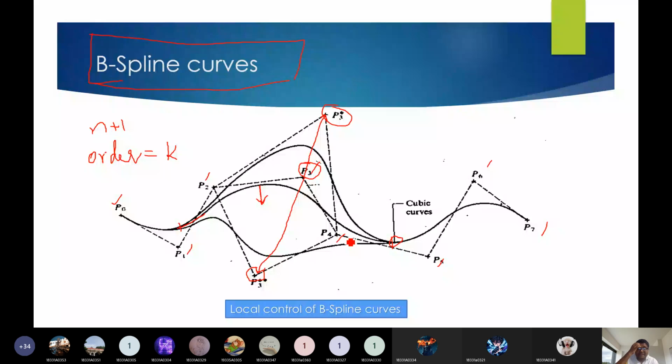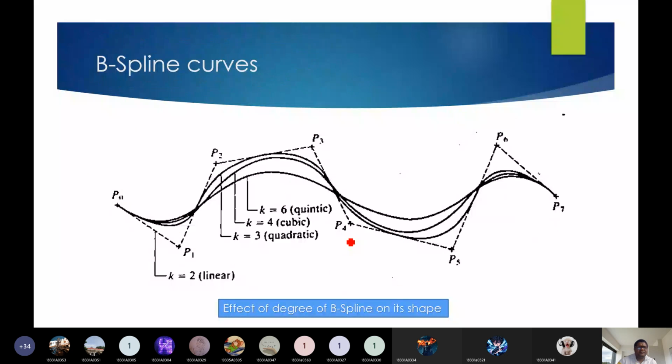This is the beauty of the B-spline curve. You can decide how many segments each control point can influence. Which is nothing but local control, possible in the case of the B-spline curve, unlike the global control of the Bezier curve. Similarly, you can play with B-spline curves by changing the k value. As I told you, k is nothing but the order of the curve. So this is a new term that would be introduced in the case of the B-spline curve, denoted with k.